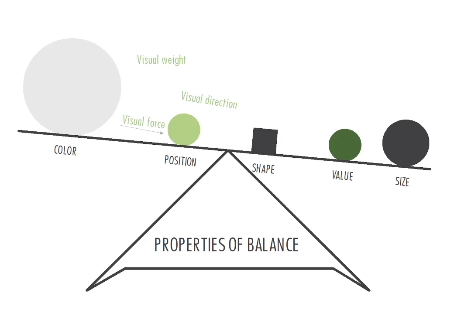Even though this gray big circle is a lot bigger than the rest of them, it's still lighter in weight visually. Here, even this green circle color is more saturated.